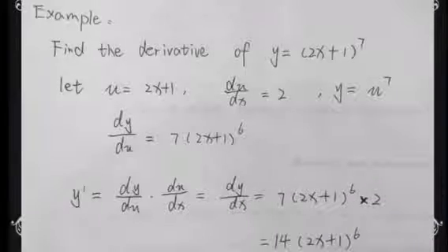As an example, firstly, we can let u equal 2x plus 1. Therefore, y can be transformed to y equals u to the power of 7. Then calculate du over dx equals 2. Then dy over du is equal to 7 times (2x plus 1) to the power of 6. Finally, we can find y dash is dy over du times du over dx, which equals 7 times (2x plus 1) to the power of 6 times 2, equal to 14 times (2x plus 1) to the power of 6.